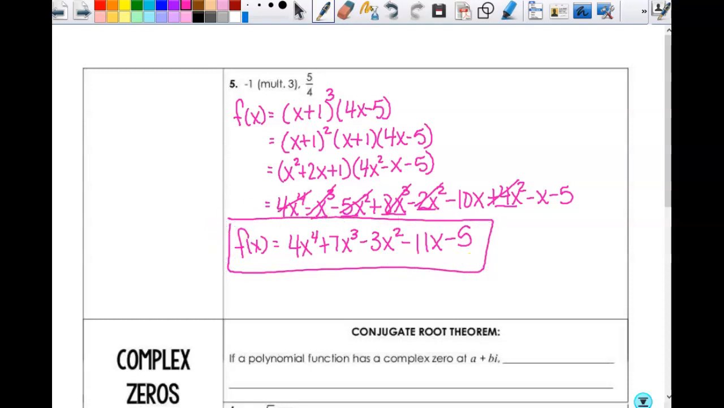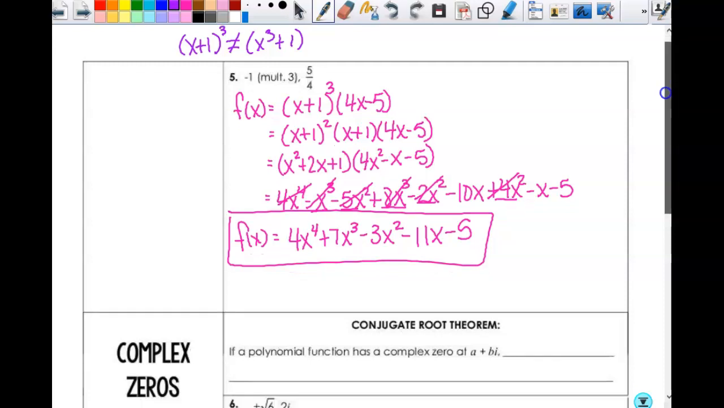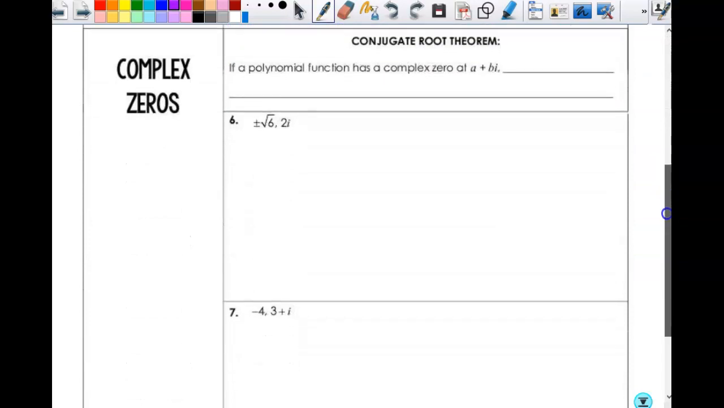This, by the way, I meant to say this up here: x plus 1 cubed does not equal x cubed plus 1. You don't just get to distribute the cubed. Not how that works. All right, so that's taking all of those pieces and putting them together with rational and irrational.